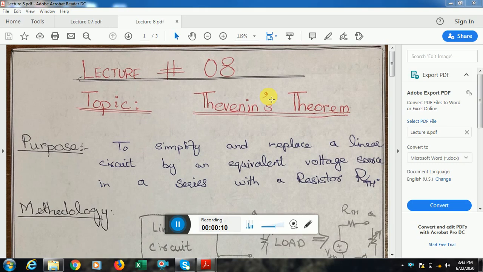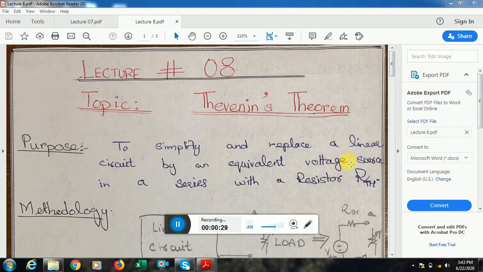Today we are going to study Thevenin's theorem. Like other theorems, this is also a theorem to simplify electric circuits, just like source transformation, superposition and other theorems. In this theorem, we'll also simplify the given circuit.